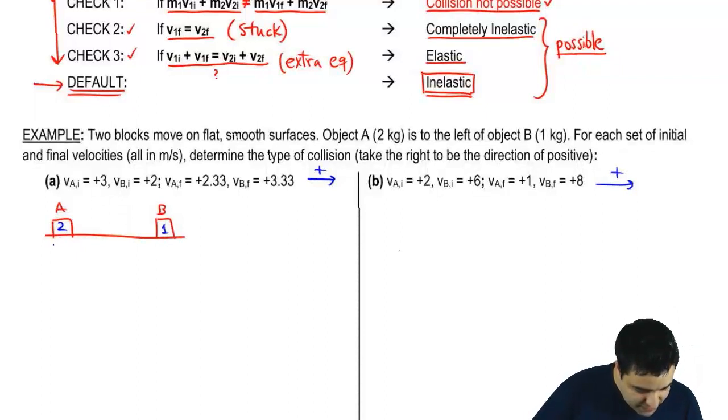So here, the initial velocity, VA initial, is 3.